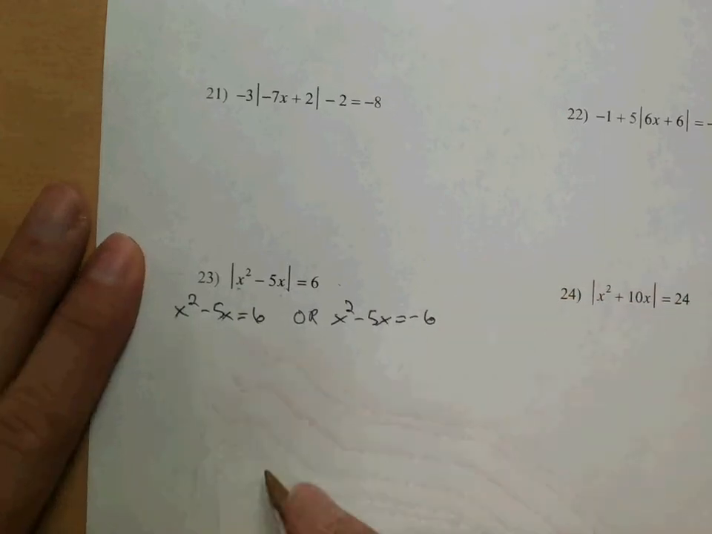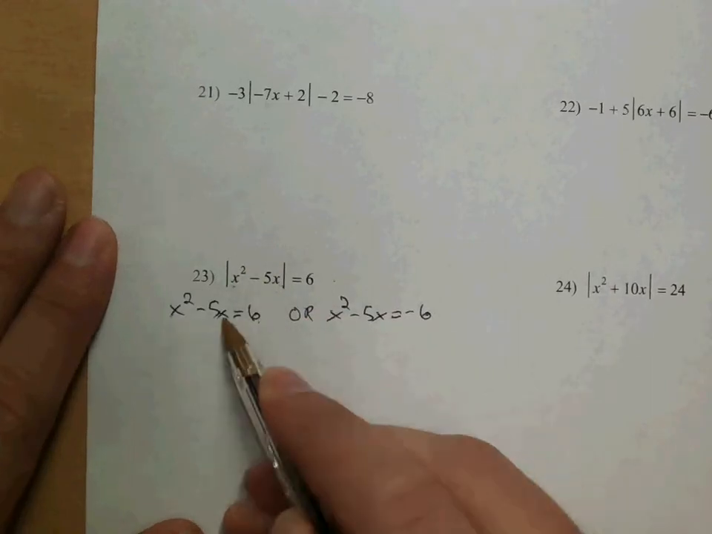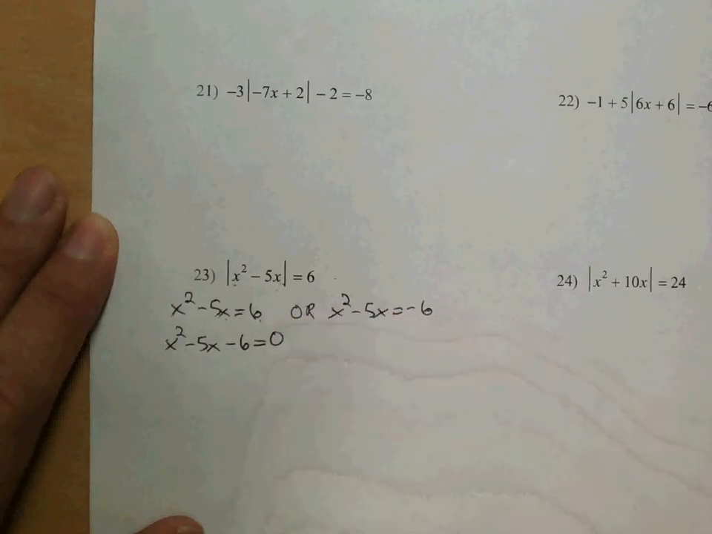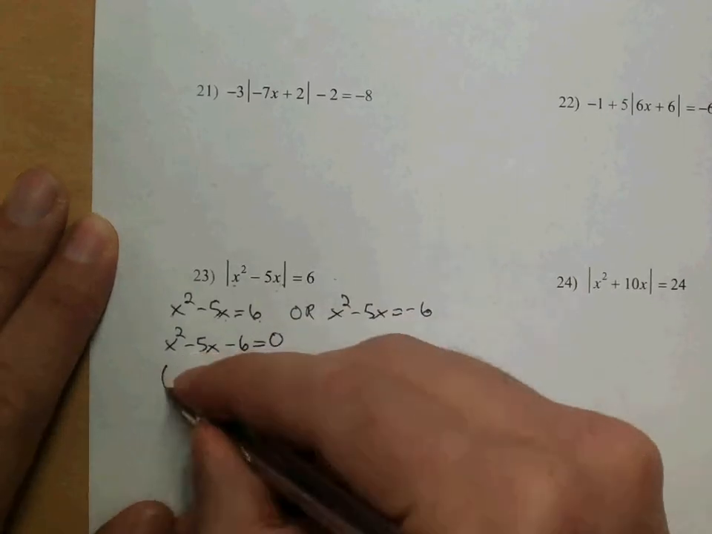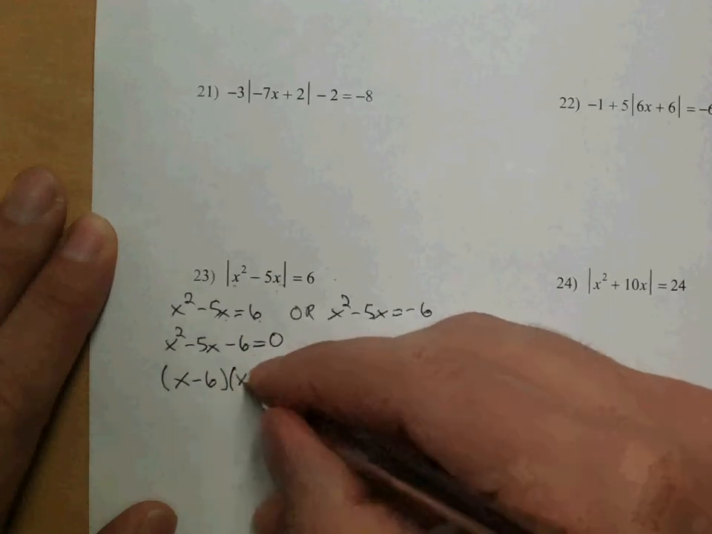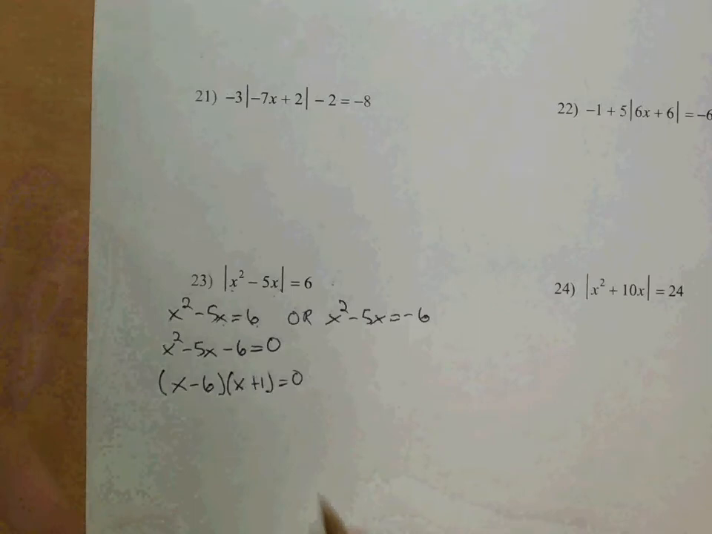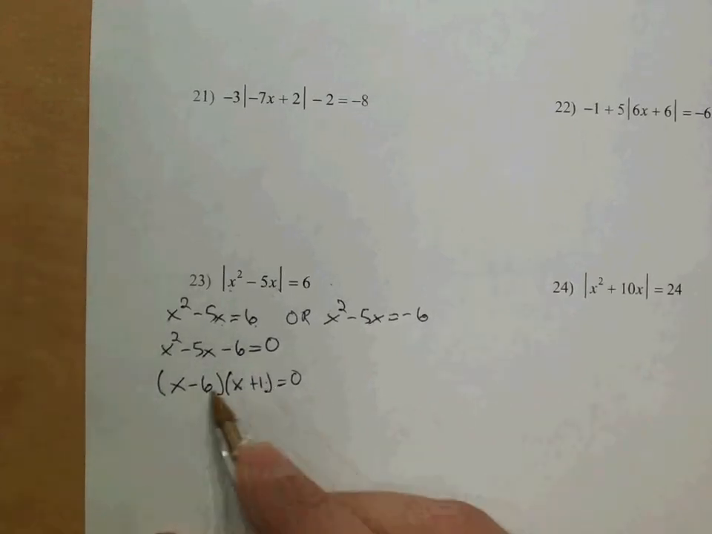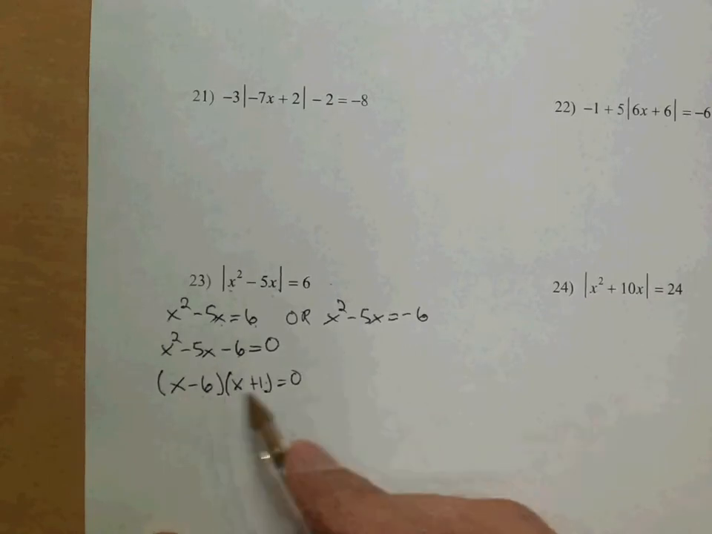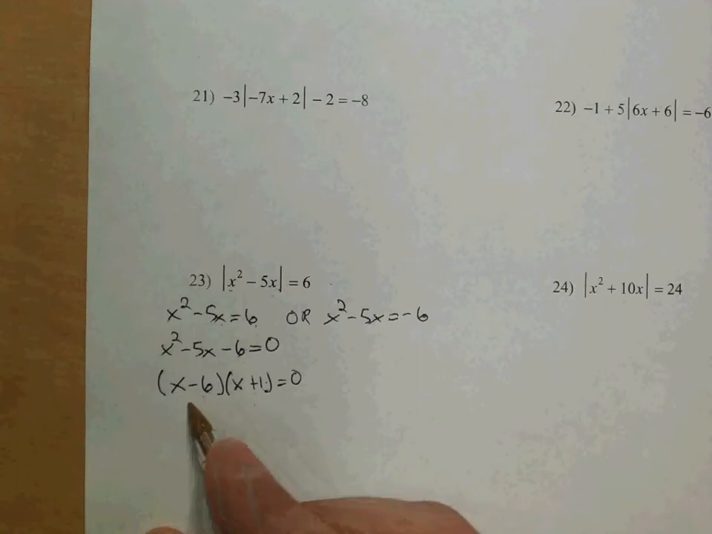Here we have two quadratic equations, and let's remember when we're solving quadratic equations we need to start by making the quadratic equation equal to 0. X squared minus 5x minus 6 equals 0. This can be factored. X minus 6 times x plus 1 equals 0. I was able to factor this because these two numbers need to multiply to make negative 6, but add to be negative 5.